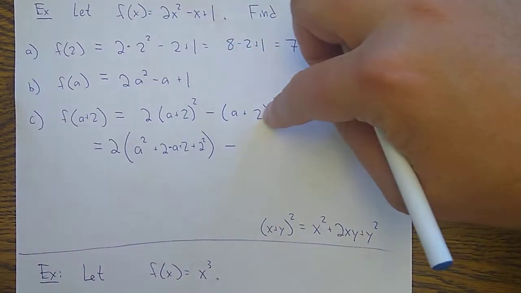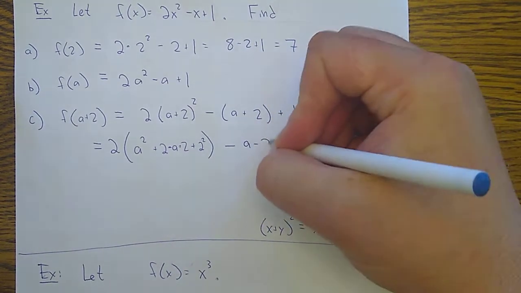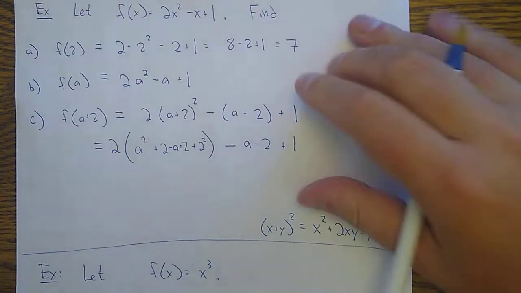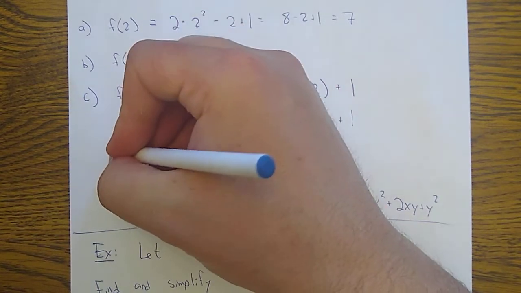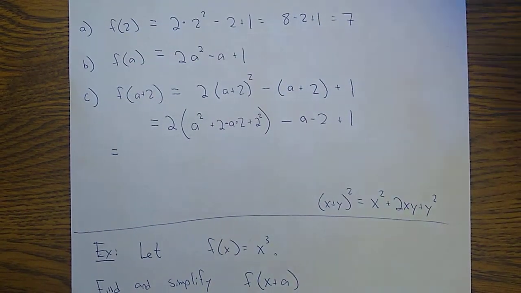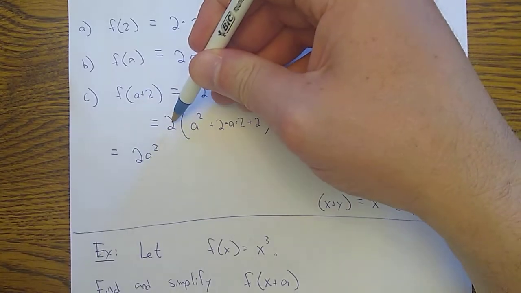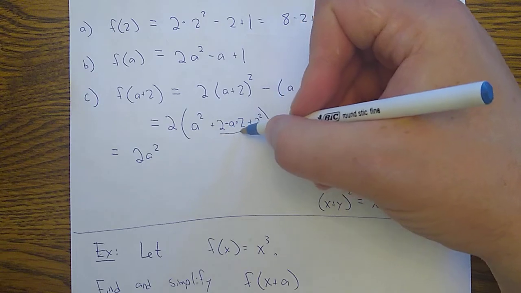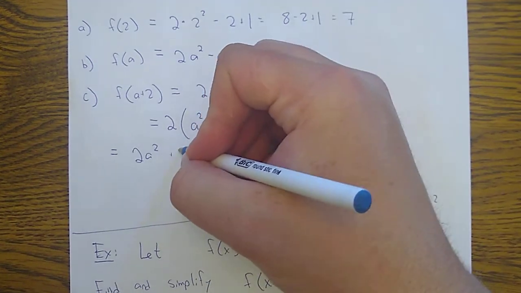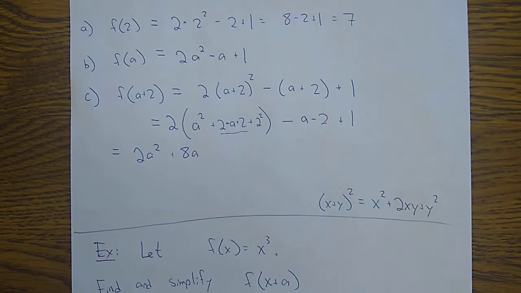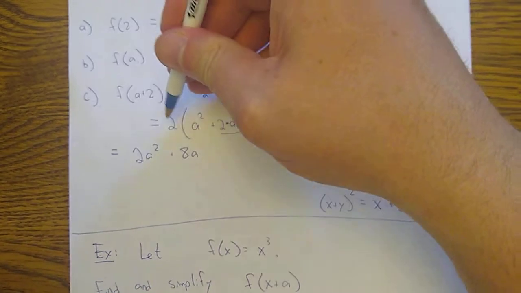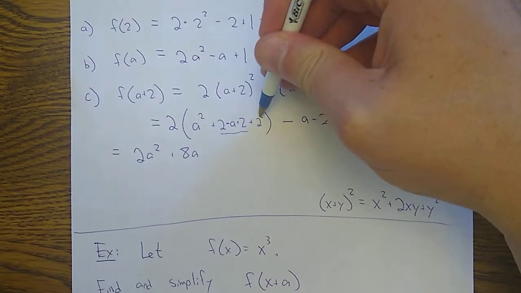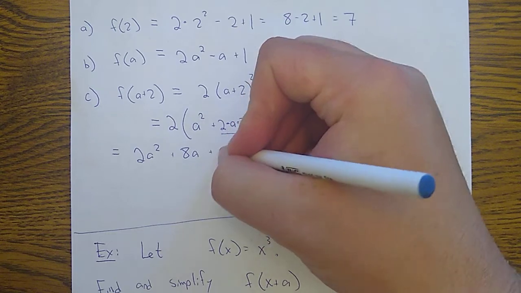I will go ahead and distribute this negative sign, so minus a minus 2 plus 1. Okay, let me keep going. Here I've got a 2a squared. Here I've got a 2 times this, which I guess would be 8a, right? Hopefully you follow that. And then I've also got 2 times this, and this is 4, so I would have 8.